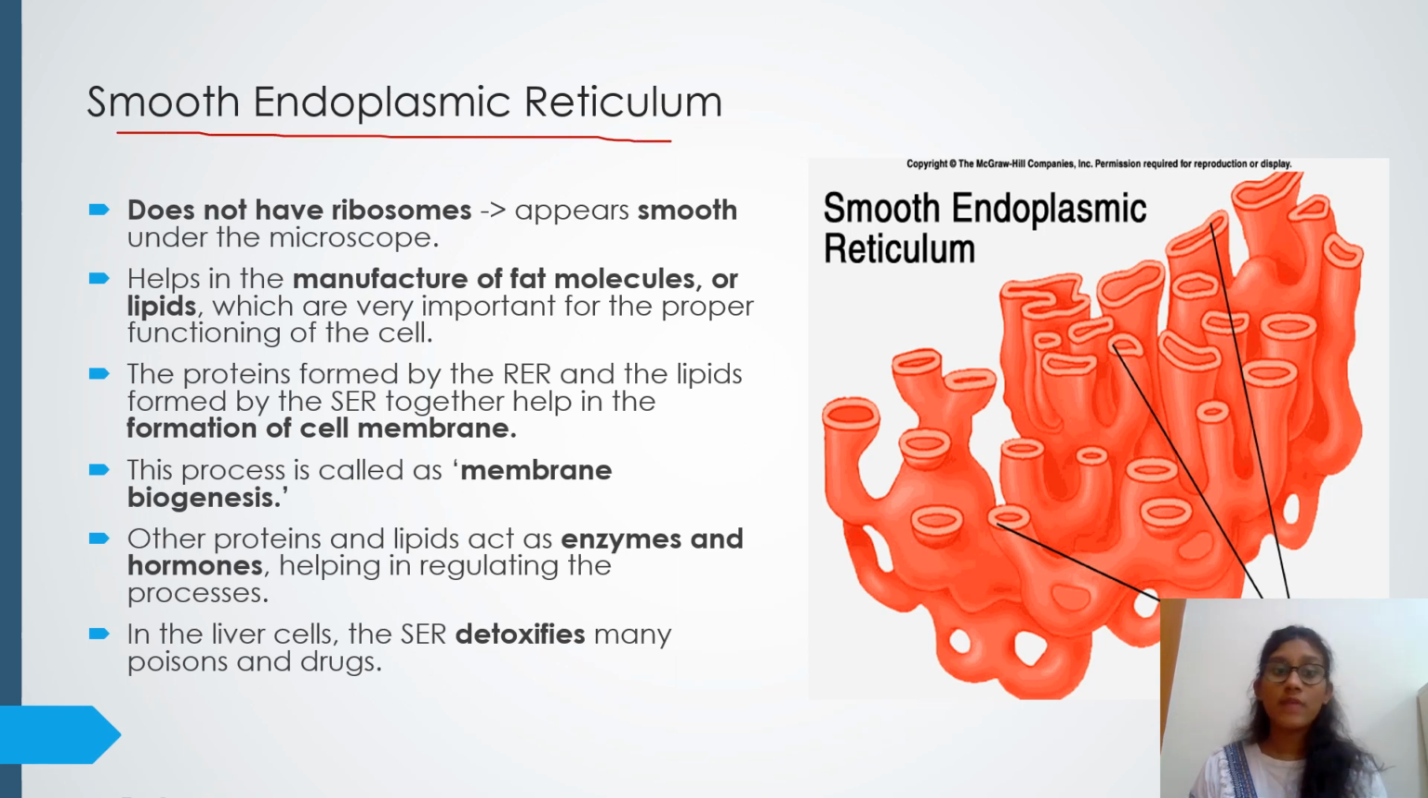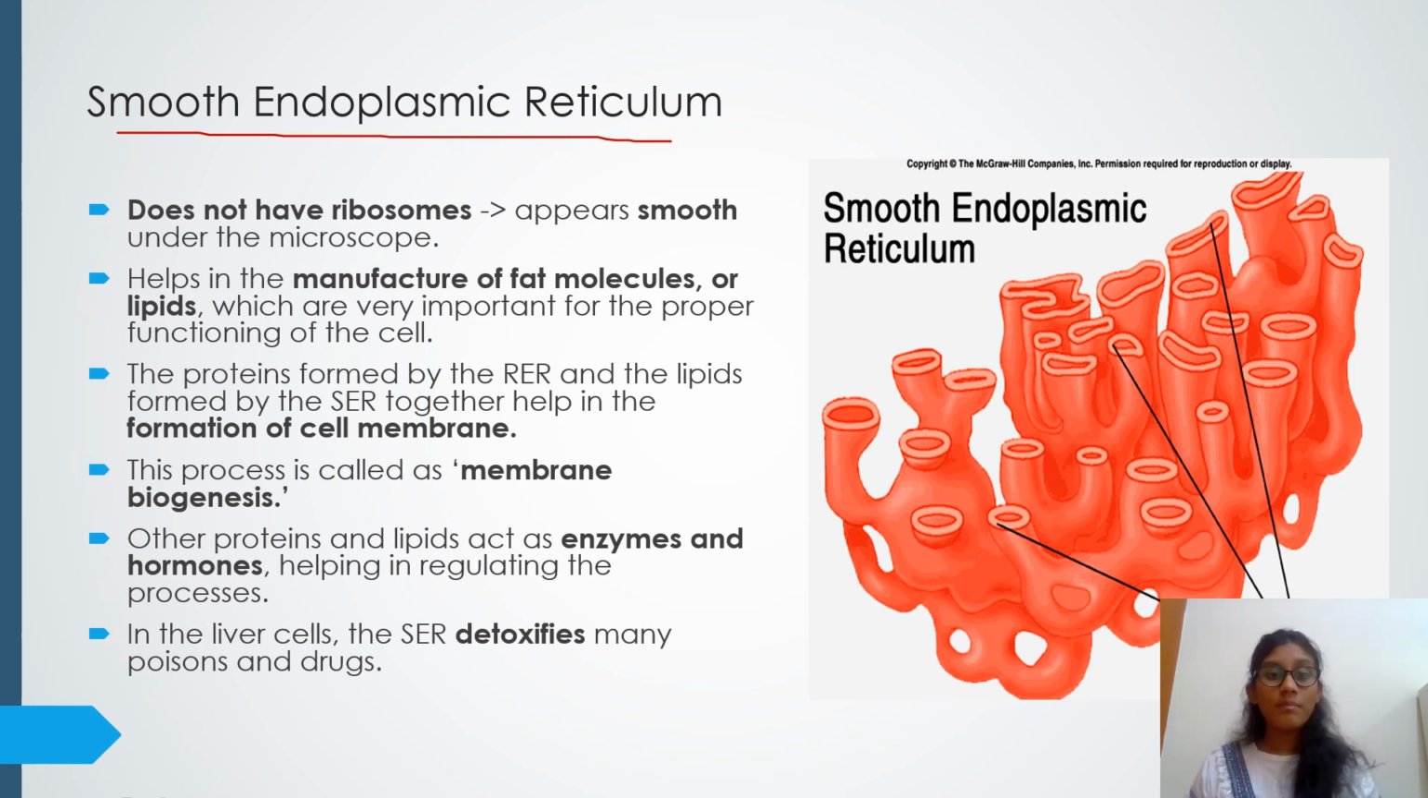Now let us look at the smooth endoplasmic reticulum. The smooth endoplasmic reticulum, also abbreviated as the SER, does not have any ribosomes, which is why it appears smooth under the microscope. The smooth endoplasmic reticulum helps in the manufacture of fat molecules, also known as lipids, which are very important for the proper functioning of the cell.